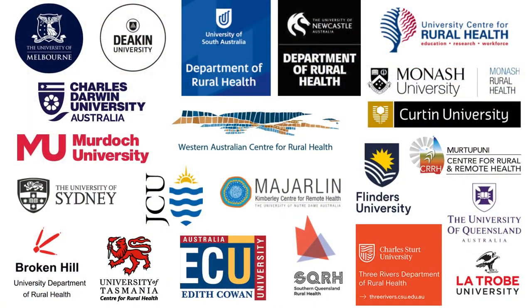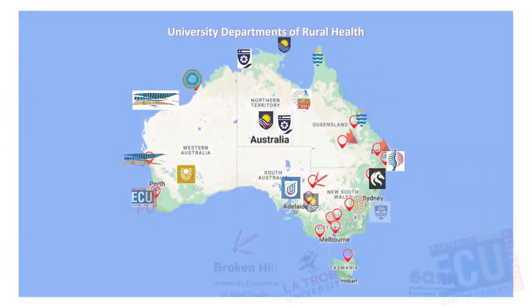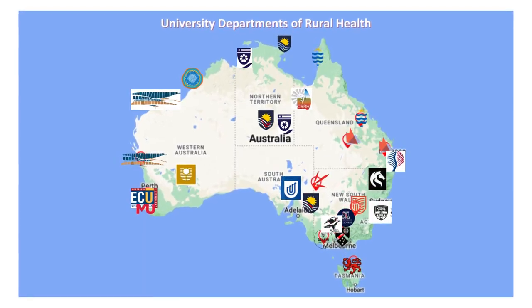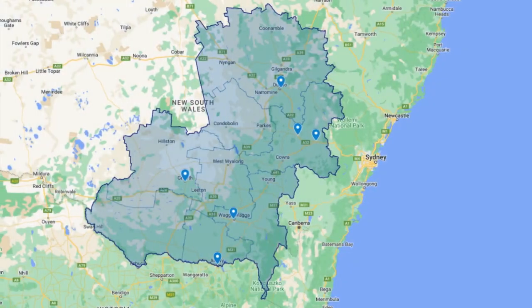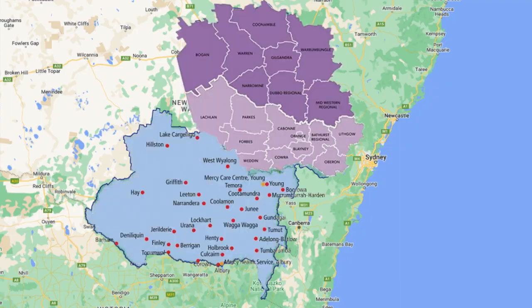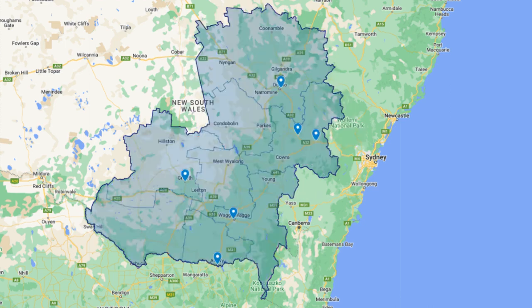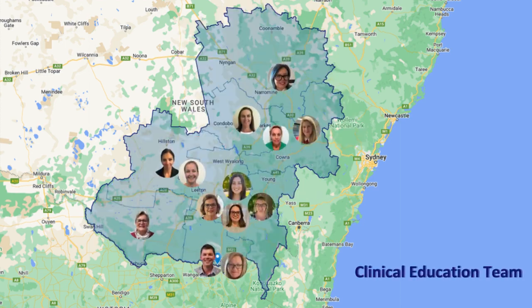Three Rivers is one of 19 university departments of rural health around Australia. Three Rivers is based in the Central West and Riverina regions of New South Wales. Our regional footprint encompasses both the Murrumbidgee and Western New South Wales local health districts and primary health networks. The Rural Health Education team consists of clinical educators from a variety of allied health backgrounds who are located at other Charles Sturt campuses and neighbouring towns within our footprint.